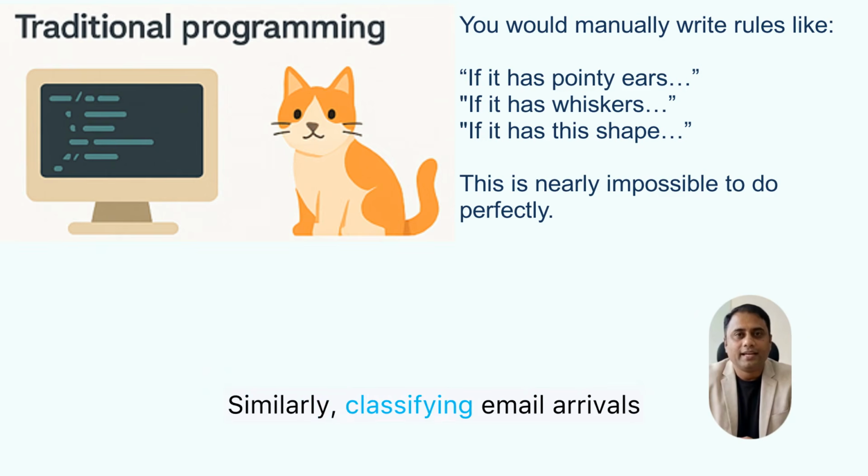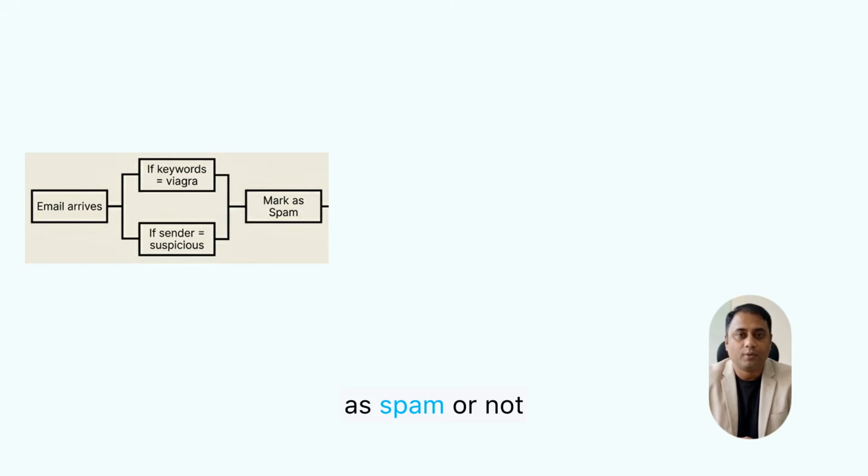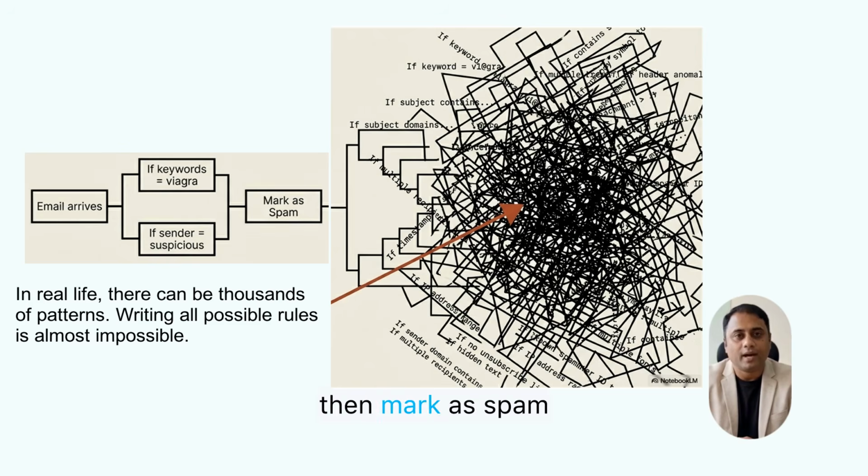Similarly, consider classifying email arrivals as spam or not spam. For spam, we would define rules first, like if keywords are suspicious, then mark as spam. If the subject is unusual, then mark as spam, and vice versa. In real life, there can be thousands of patterns. Writing all possible rules is almost impossible. But this quickly becomes complex and unreliable.